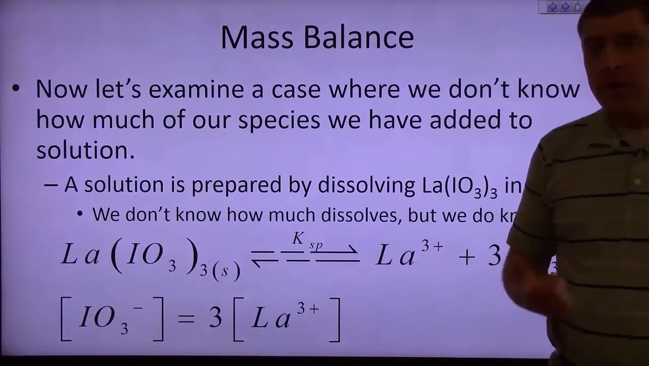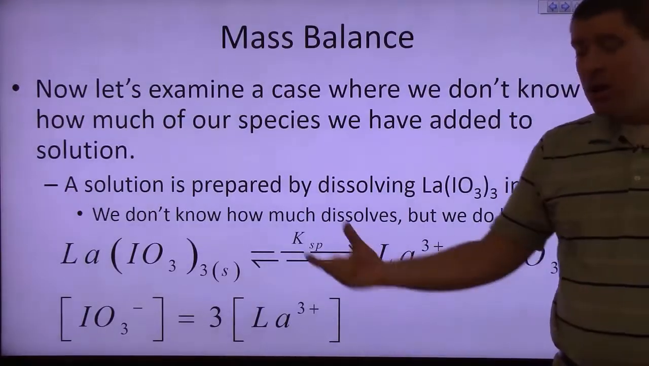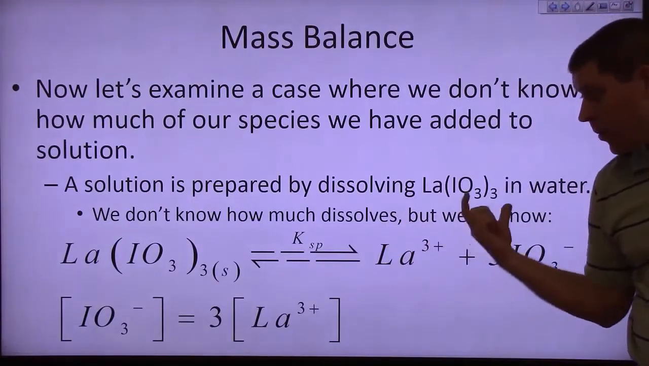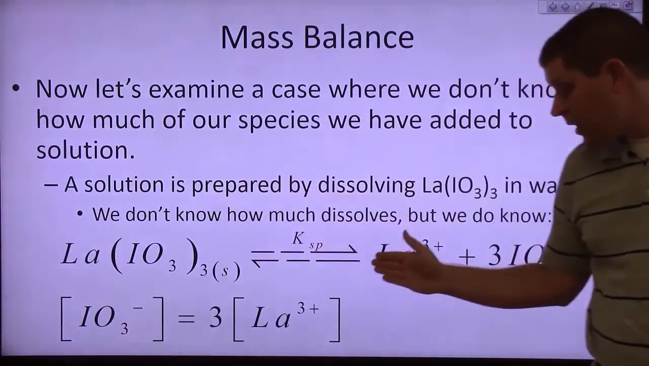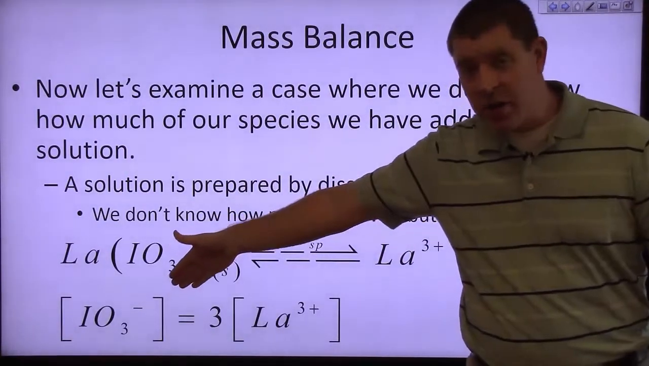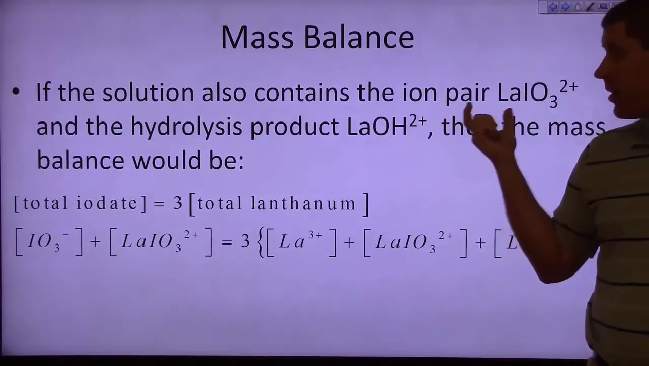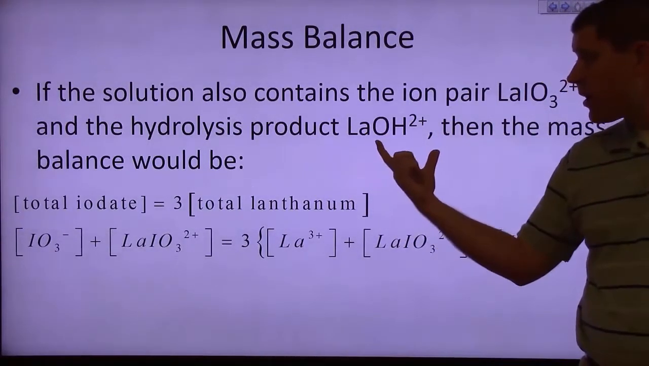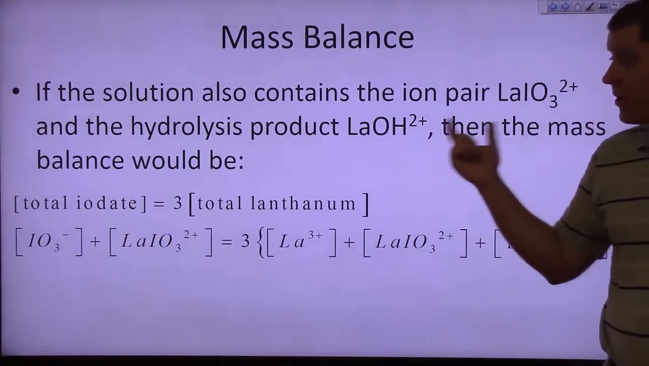Now let's examine a case where we don't know how much of our species we have added to the solution. So let's say a solution is prepared by dissolving lanthanum iodate in water. We don't know how much dissolves, but we do know that we have this reaction going on. We have the lanthanum iodate solid dissolves to form lanthanum ions and iodate ions. We know that the iodate concentration must be equal to 3 times the lanthanum concentration. Now, if the solution also contains the ion pair where we have 1 lanthanum and 1 iodate bonded, and let's say it also contains the hydrolysis product lanthanum hydroxide, where we have a single hydroxide complex with our lanthanum ion, then the mass balance would be this.